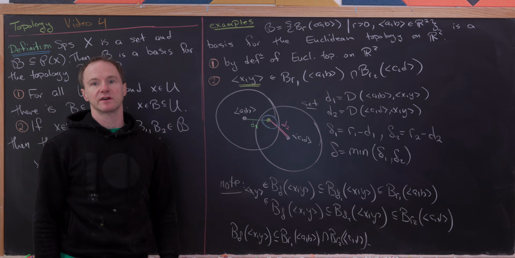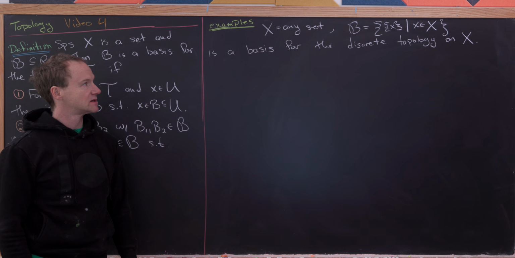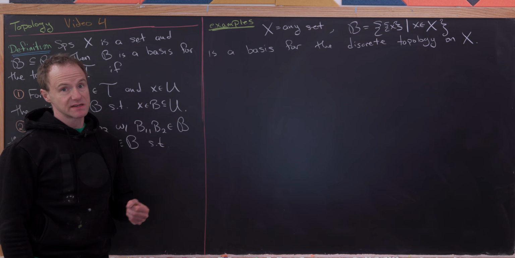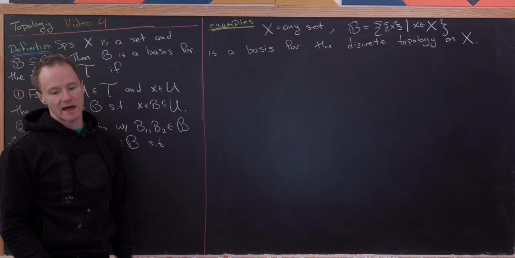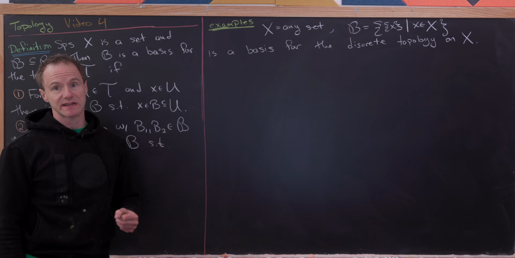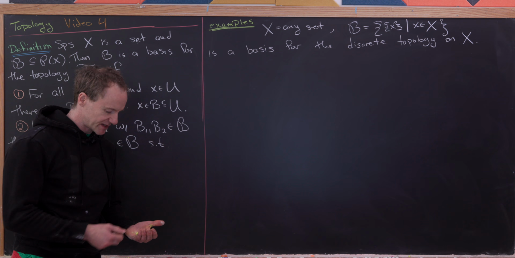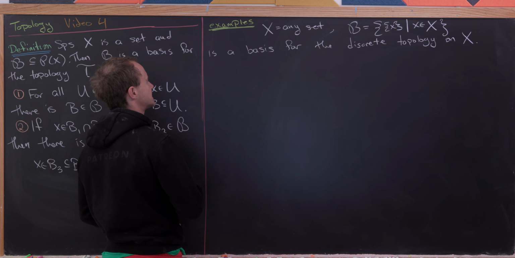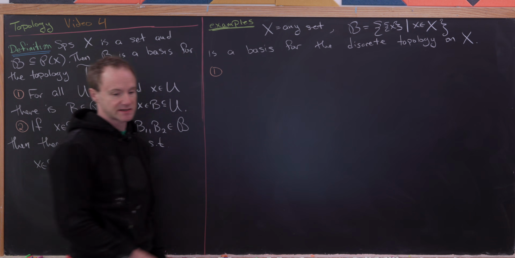Okay, so let's look at another example. For our next example, let's take X to be any set, and then we'll take B to be the set of all singletons. So those are one element sets. And this is in fact a basis for the discrete topology on X. And so what was the discrete topology? Well, let's recall that the discrete topology was the topology where every set was an open set.